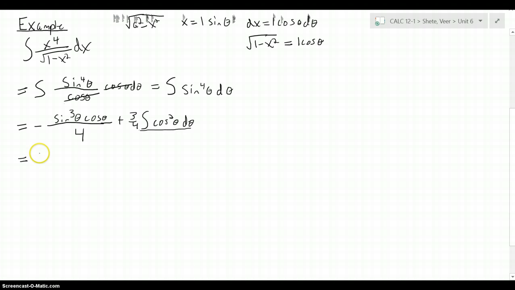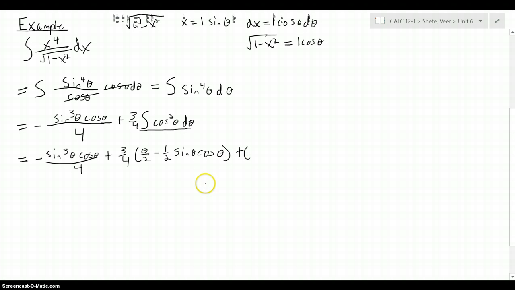So that comes out to be, we still have our negative sine cubed theta cos theta all over 4 plus 3/4 times our value for the integral of cos squared theta, which, when using the trigonometric integral formulas, will give us theta over 2 minus 1/2 sine theta cos theta, all plus c.